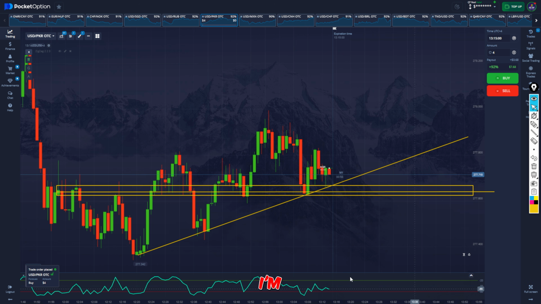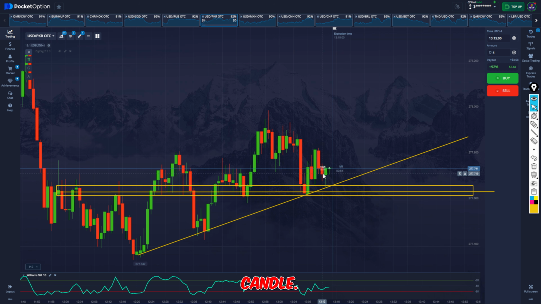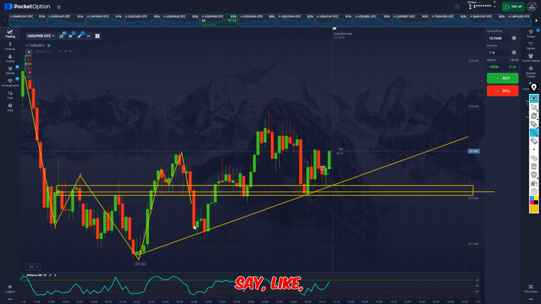Okay guys, here I'm gonna go with buyers for this candle. Why? Because previously this candle had consumed all the order block exactly on this area. And you see guys here, after this down, we have what you can call a ranging market.